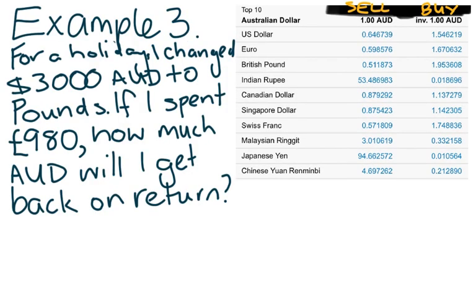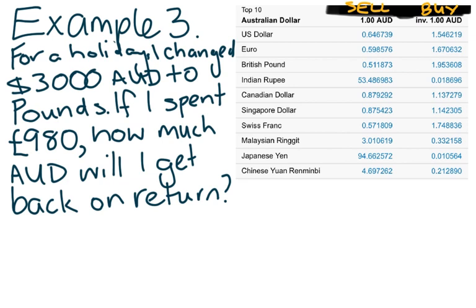So for the final example, for a holiday, I changed 3,000 Australian dollars to British pounds. If I spent 980 pounds, how much Australian will I get back on return? So there's a bit of a two-part question here. Firstly, we need to know how many pounds we were given before we went on our holiday. So that's going to be using the sell rate. Then we've got to work out how many pounds we're coming home with. And then we're going to use the buy rate when we return to work out how many Australian dollars they're going to give us back.